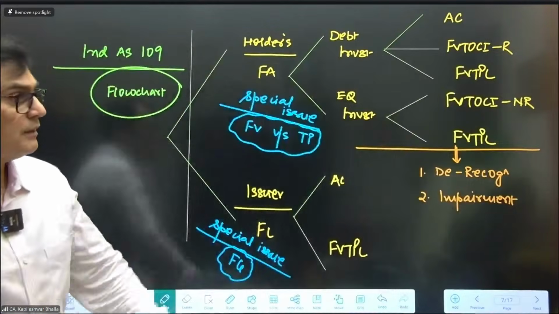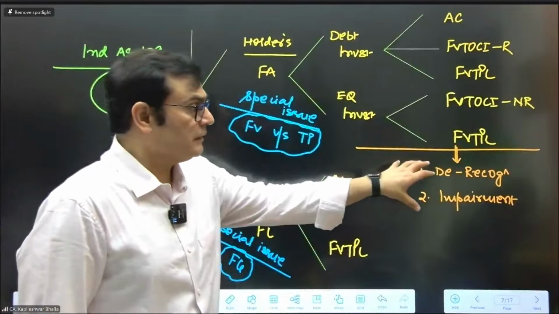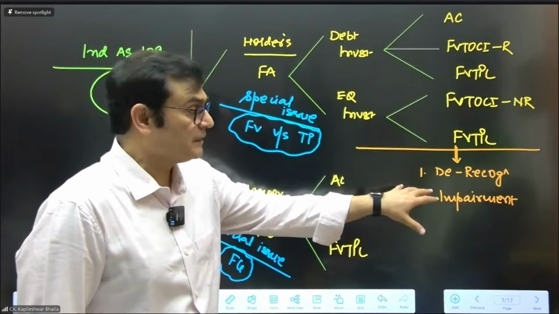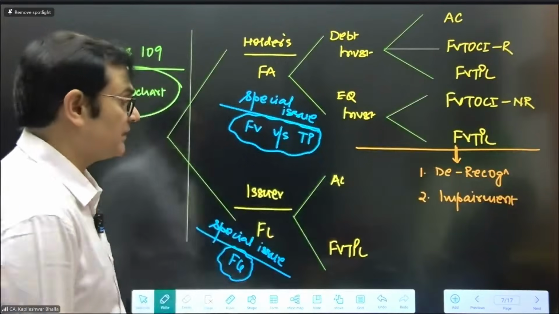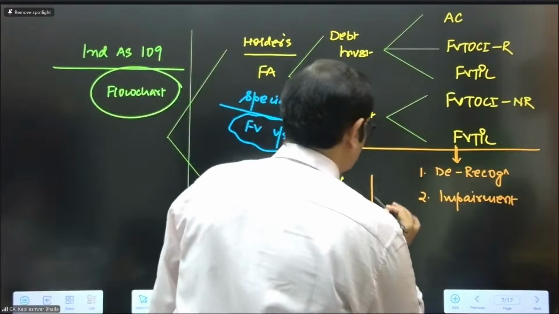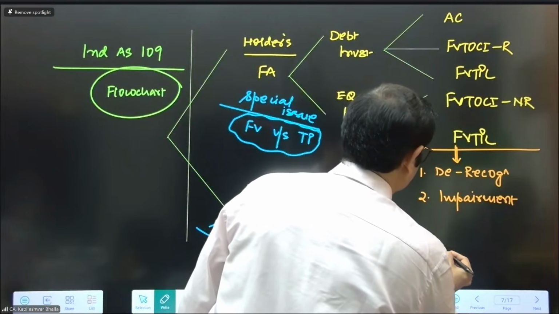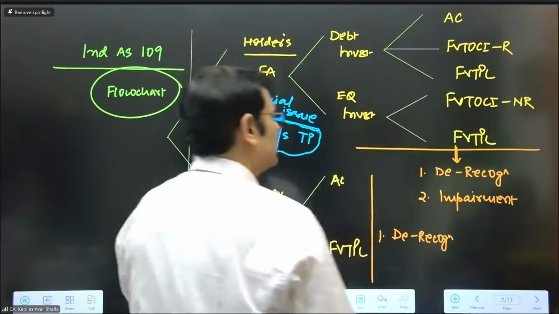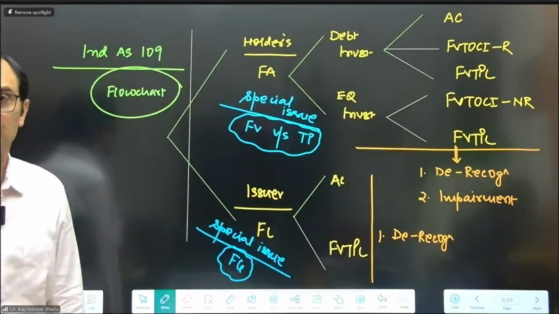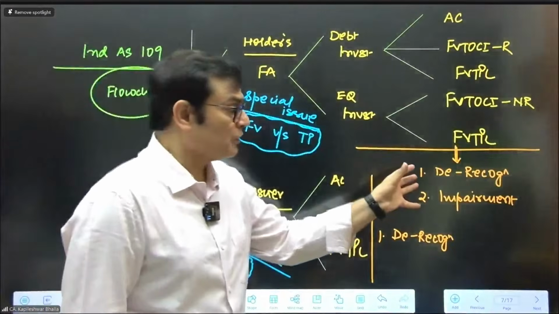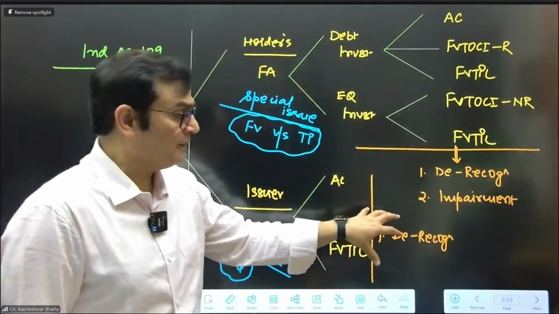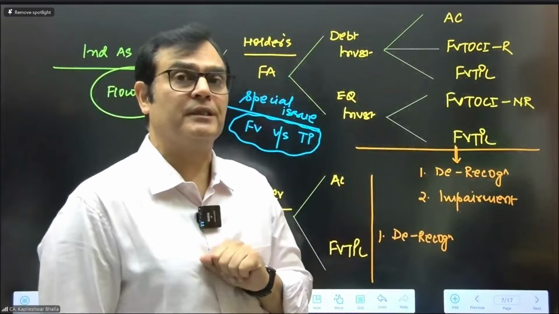So you need to consider what are the principles in terms of derecognition of financial assets, impairment of financial assets. In terms of financial liability, you need to cover the concept of derecognition. Impairment, of course, is not applicable in terms of liability. So two issues on the financial assets and one issue on the financial liabilities on a derecognition.